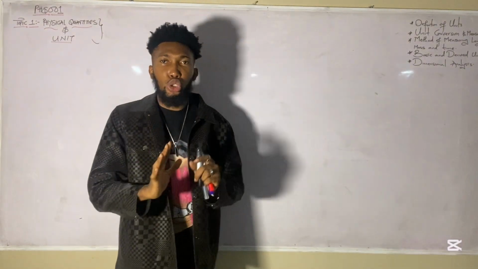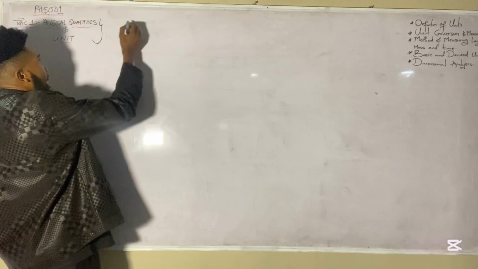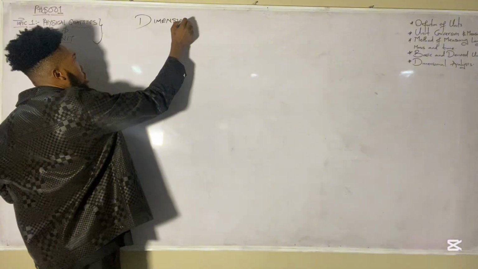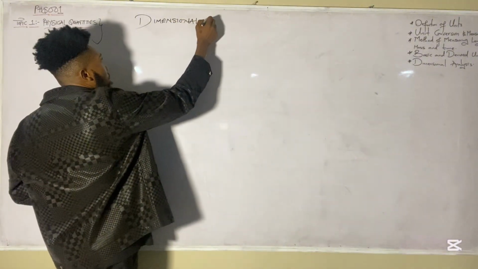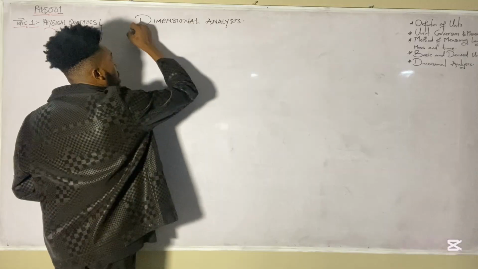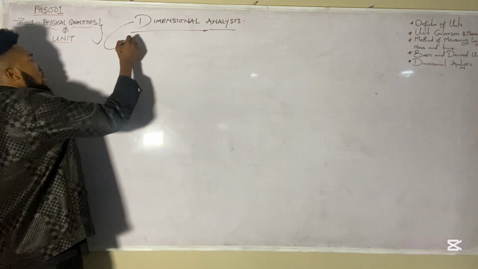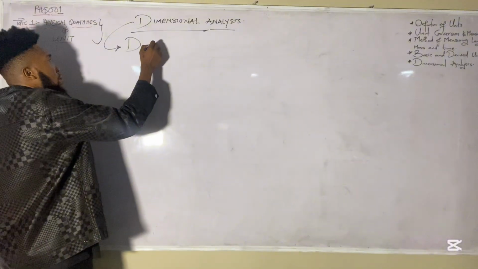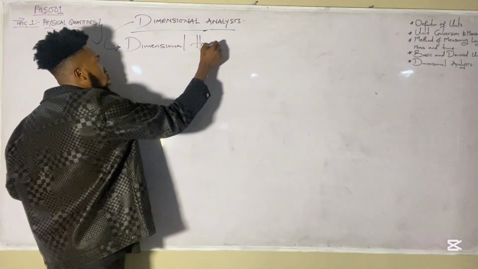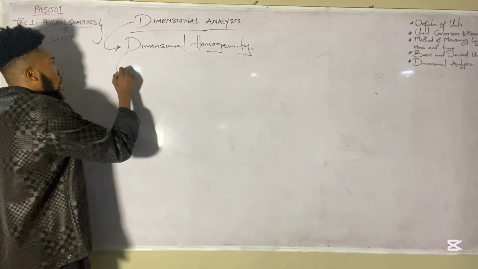Right. Now we are going into dimensional analysis. The first thing I want you to understand under dimensional analysis is something we call dimensional homogeneity. Is it law? And what does it say?